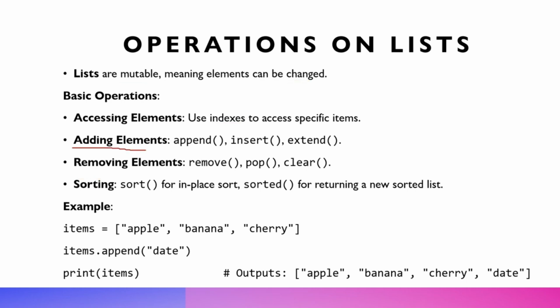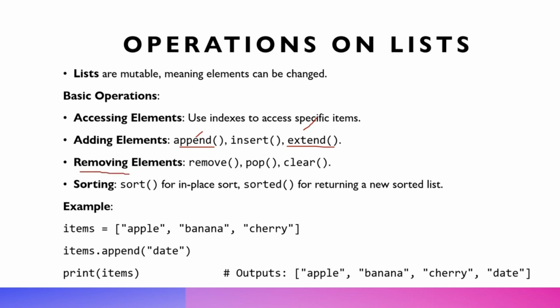Adding elements in the list can be done by using these three methods. Append method adds a single element to the end of the list. Insert method allows us to place an item exactly where we want in the list. And finally, extend method adds multiple elements to the list. Many people get confused about extend and append. It should be clear that append is only used to add a single element at the end of the list, whereas extend function is used to add multiple elements to the end of the list. I hope this clears the difference between them.